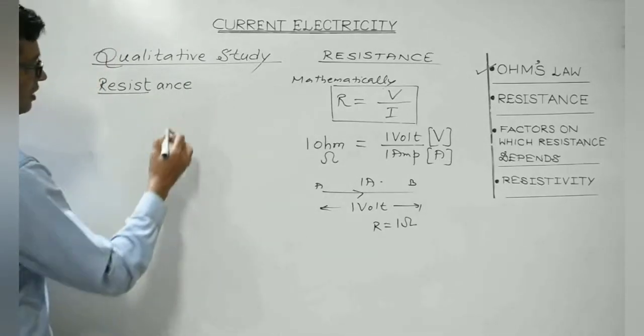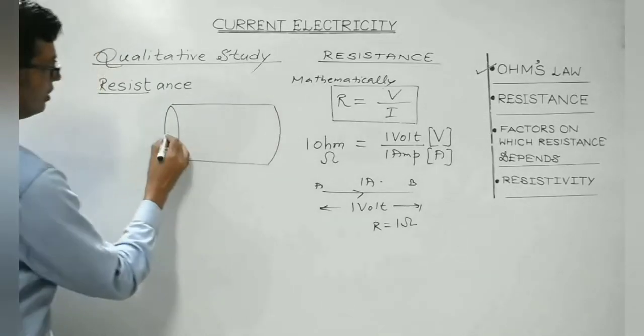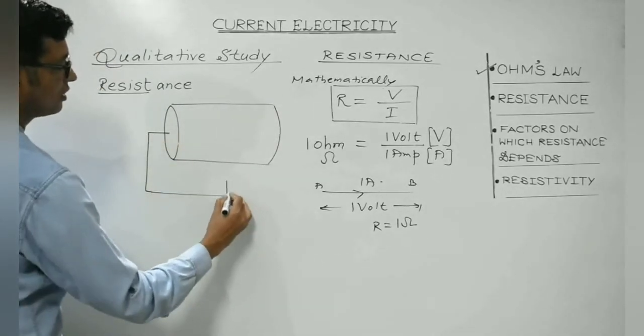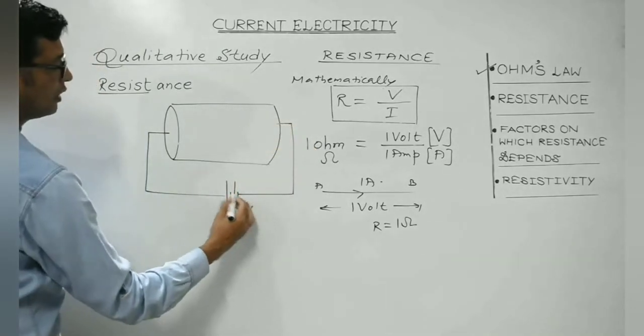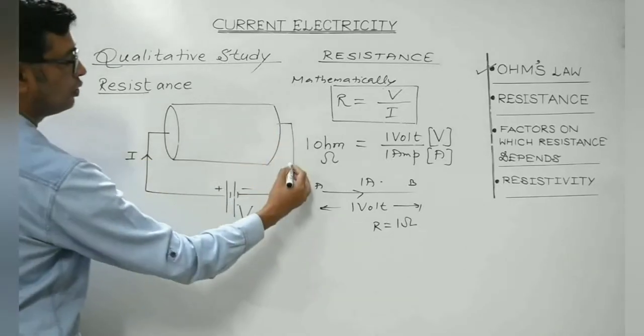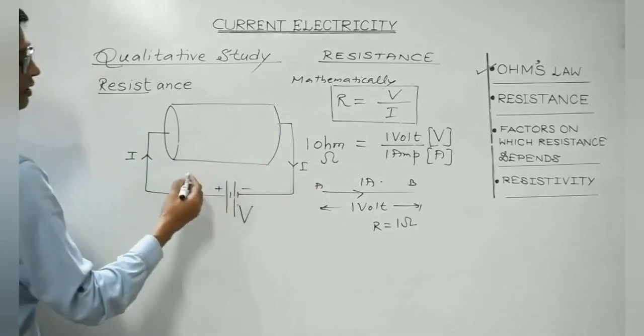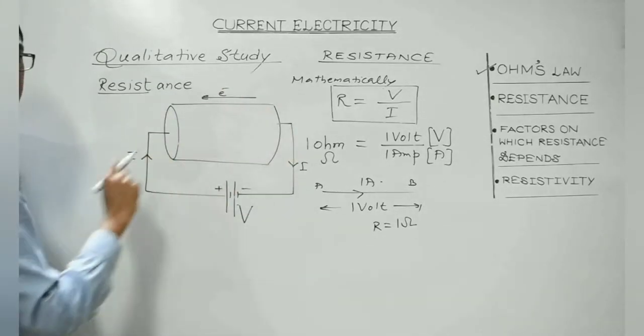So I'll explain it. Suppose this is the conductor and potential difference is applied across it. This is the source or cell and potential difference V is applied over it. The direction of the conventional current is from higher potential to lower potential, while the electrons will drift in a direction opposite to that of the electric field.